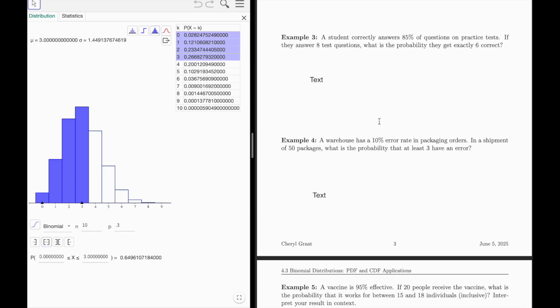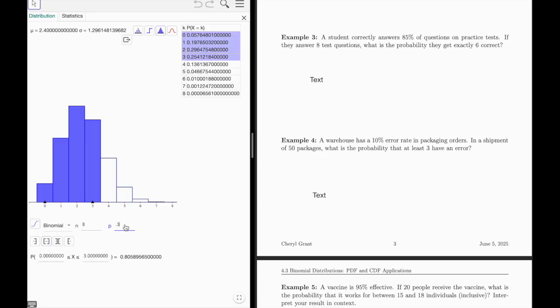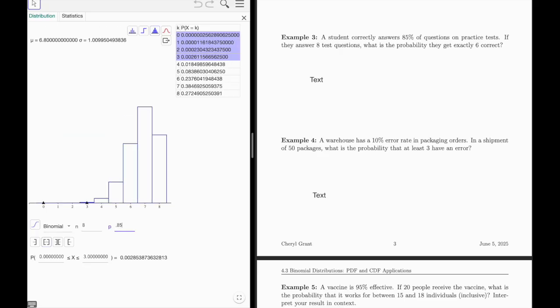For example 3, it says a student correctly answers 85% of the questions on a practice test. If they answer 8 test questions, what is the probability that they get exactly 6 correct? So in this case, the probability of success is 0.85, where success is that the student answers correctly. Our N is 8. So I'm going to put all that information in here. Our N is 8. Probability of success is 0.85. And we want to see the probability that they get exactly 6 correct.